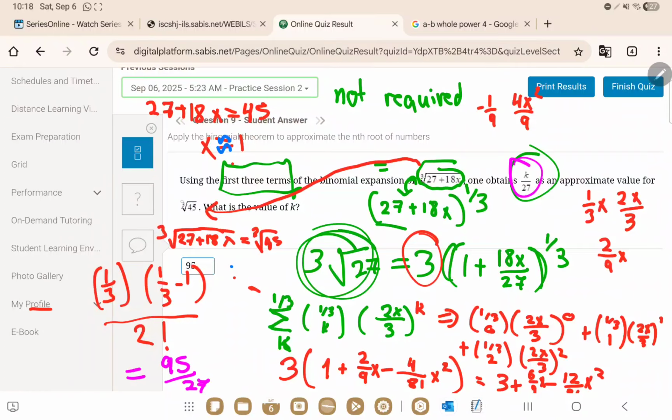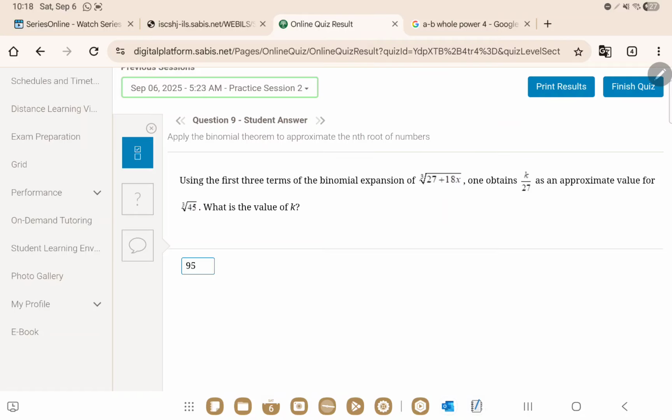So this is approximately 95 over 27. Our answer is 95. I'm sorry for the board being very messy, but these questions are genuinely very long and we do not have the space to solve them. Moving on.